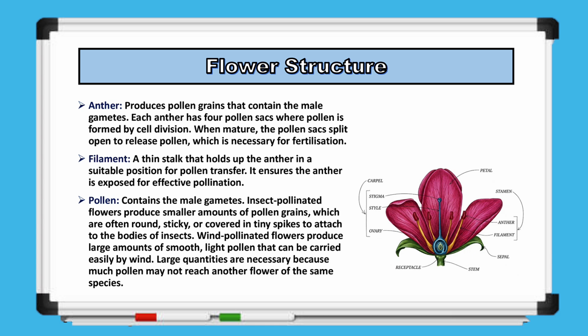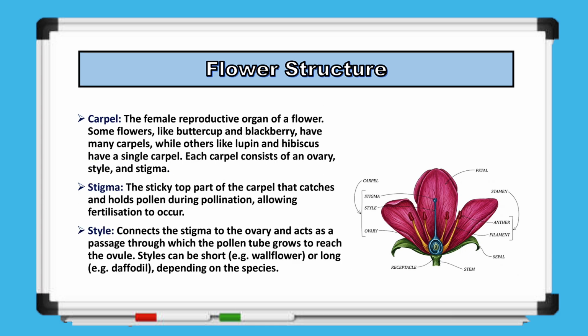Then, the carpel is the female reproductive part of a flower, and some flowers, such as buttercup and blackberry, have multiple carpels, while others like lupin and hibiscus have only a single carpel, because each carpel is made up of an ovary, a style, and a stigma, working together to enable reproduction. The stigma is the sticky top part of the carpel, and it plays a crucial role by catching and holding pollen during pollination, which allows fertilization to take place, so the pollen can reach the ovule.